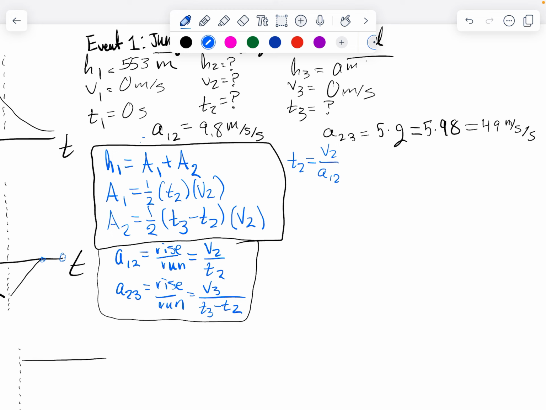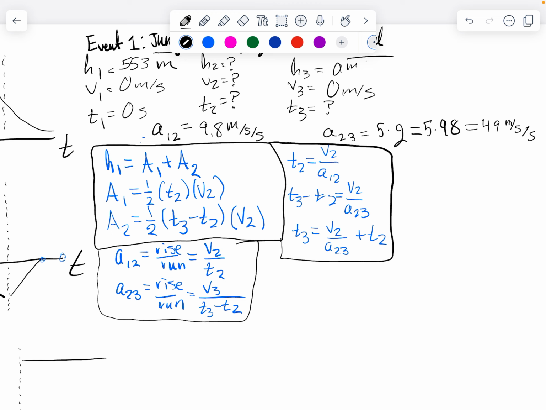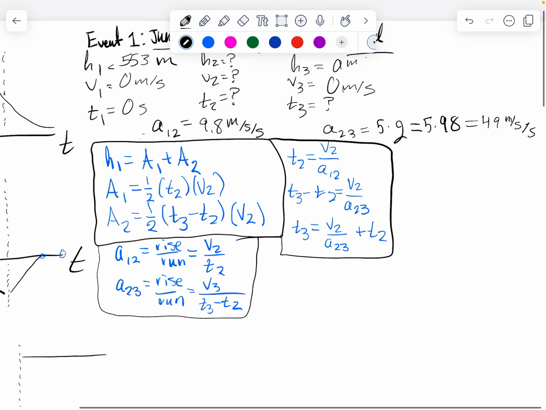Then you're like, oh, well, we might as well find A23 as well, like T3 minus T2, and to find T3, right? So what we're going to do is we just switch around for A23, and we get T3 minus T2 equals V2 over A23. Awesome. So we got that now. Pretty awesome. And then we can also get T3. So T3 equals that, just plus T2. Fantastic. So we have those guys.